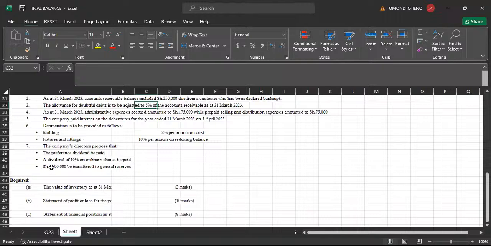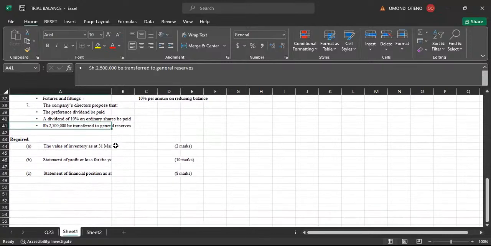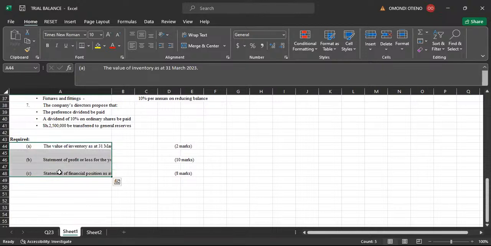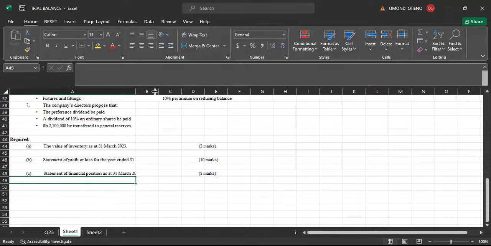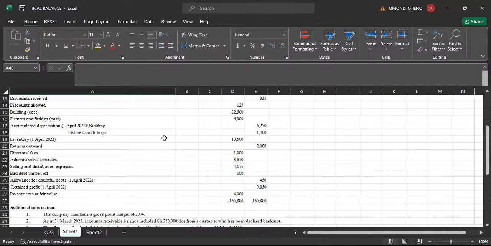When we transfer this to general reserves, we are going to reduce the retained earnings carried down to be transferred to the statement of financial position. So by analyzing that, I think we are now ready to move with speed and calculate these 2 or 3 items required. That is the value of inventory, and then the statement of profit or loss for the year ended 31st of March 2023.